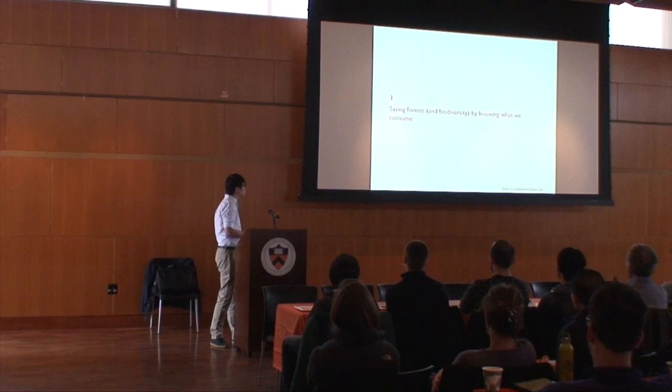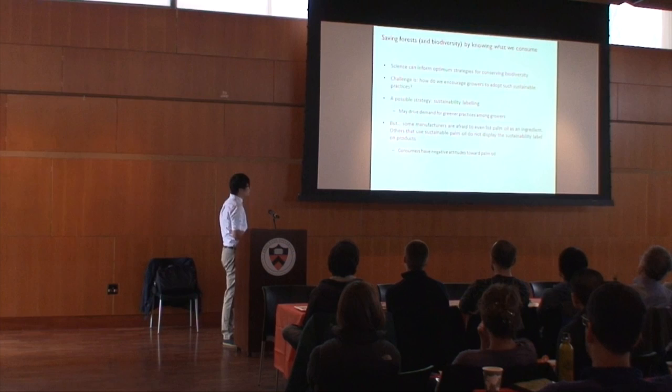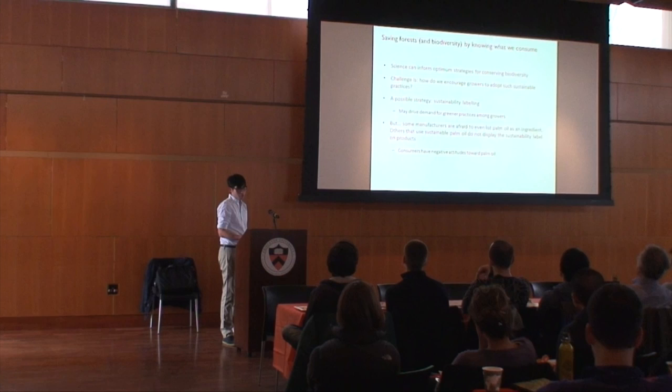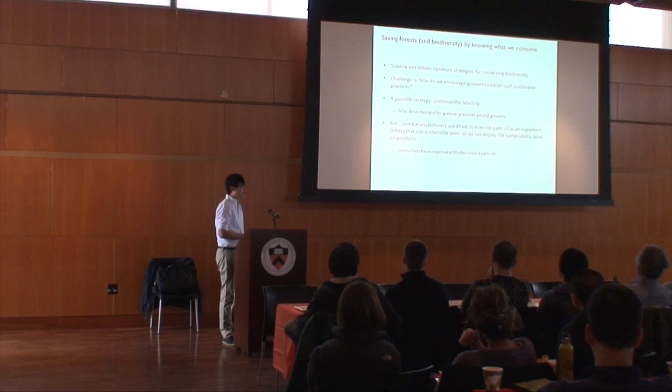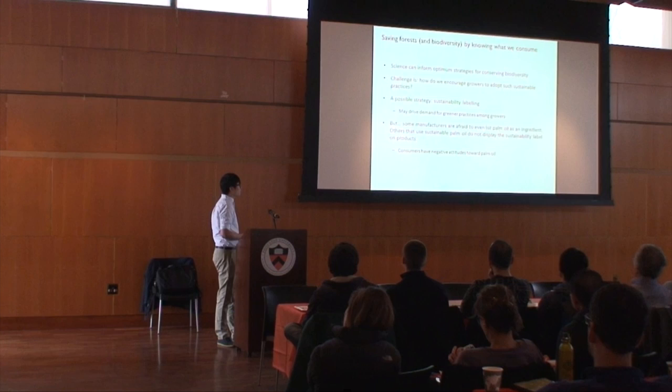So the third part of the talk would be, can we actually save forests and biodiversity by knowing what we consume? So we know that science can inform optimal strategies for conserving biodiversity. So the challenge now is, how do we encourage growers to adopt such policies or such practices? We've done a lot of science, but science means nothing if the growers are not going to follow our recommendations. So a possible strategy, I think, is sustainability labeling. It could drive demand for greener practices among growers.